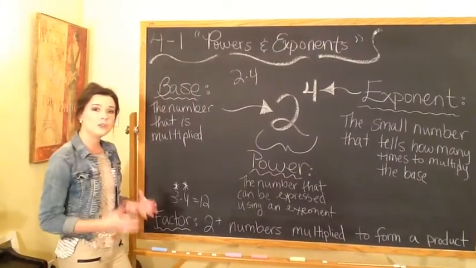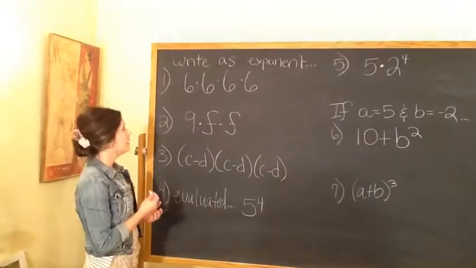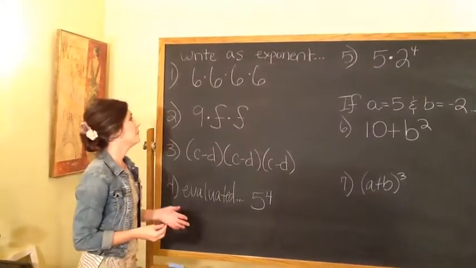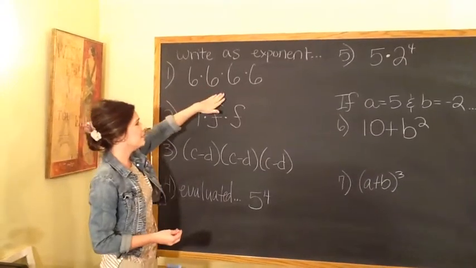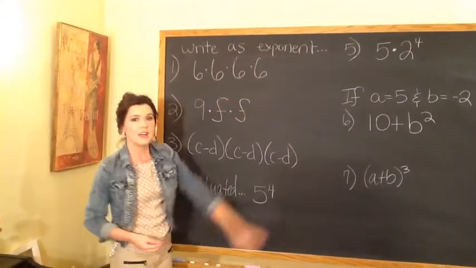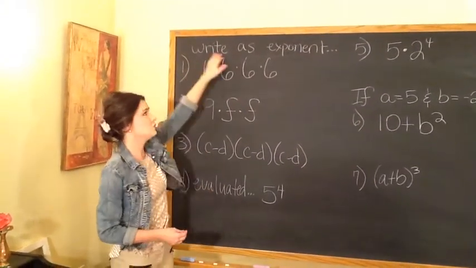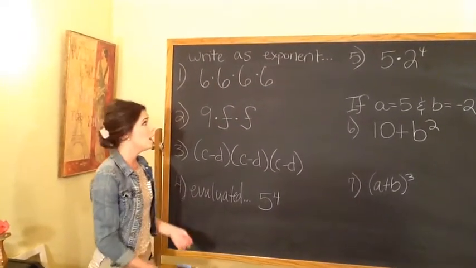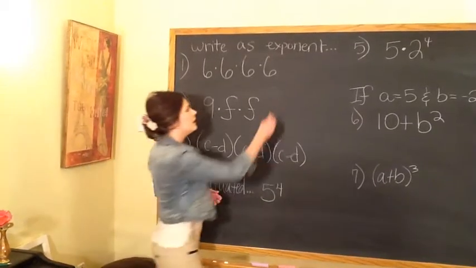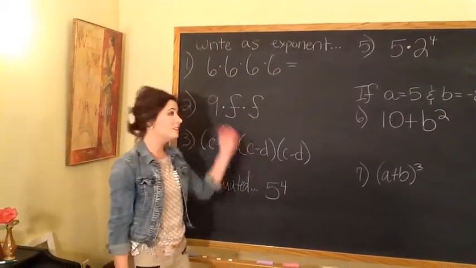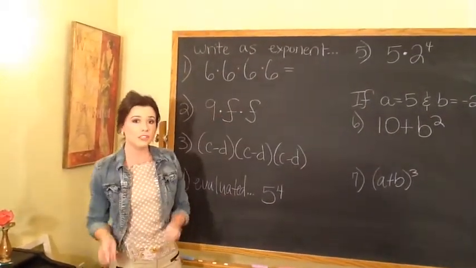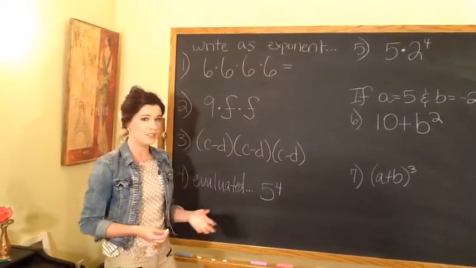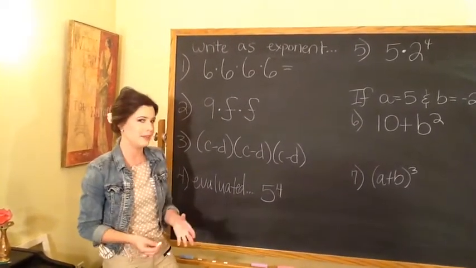All right, let's use this information in some examples. Let's look at example number 1. Number 1 says 6 times 6 times 6 times 6. The directions say to write this as an exponent. So this is expanded form, it's all multiplied out, but now we're going to write it as an exponent. This shows us that you understand which number is the base and which number is the exponent, so it shows that you're understanding the basics of this.